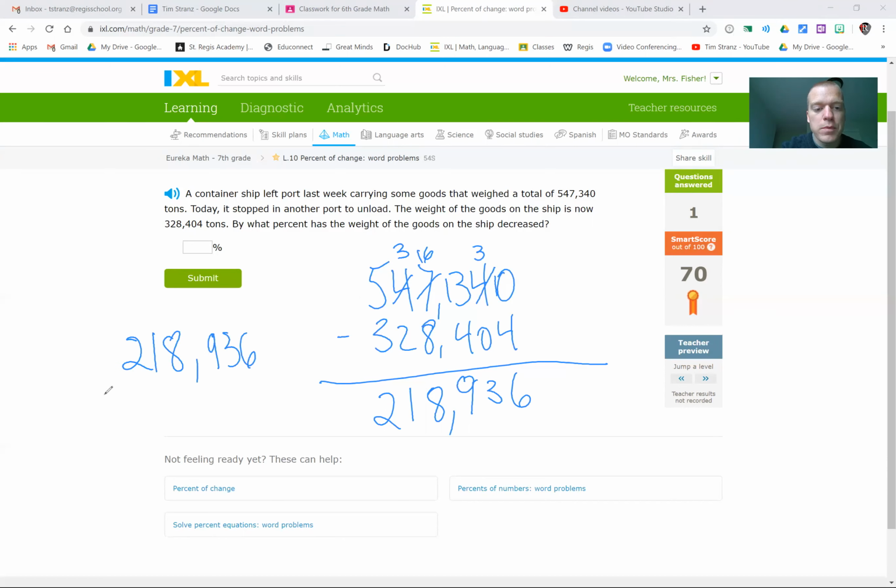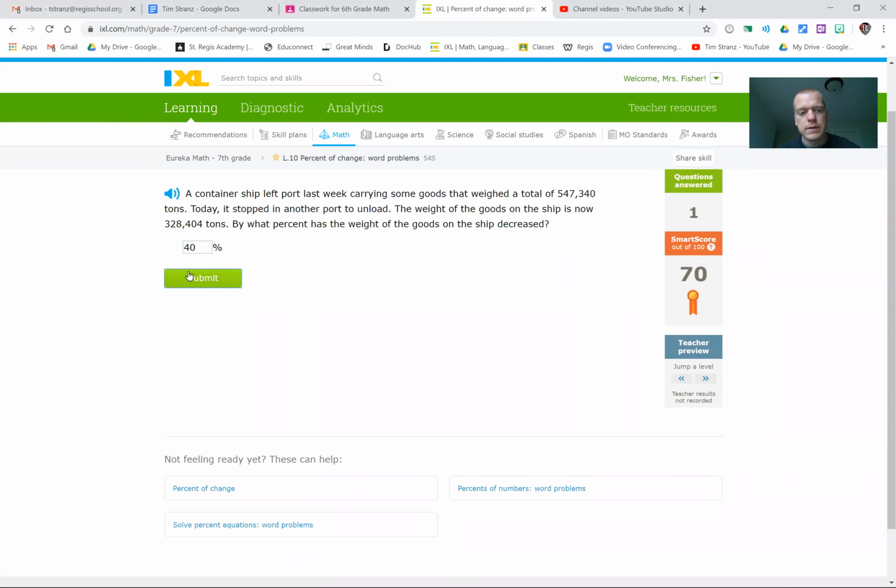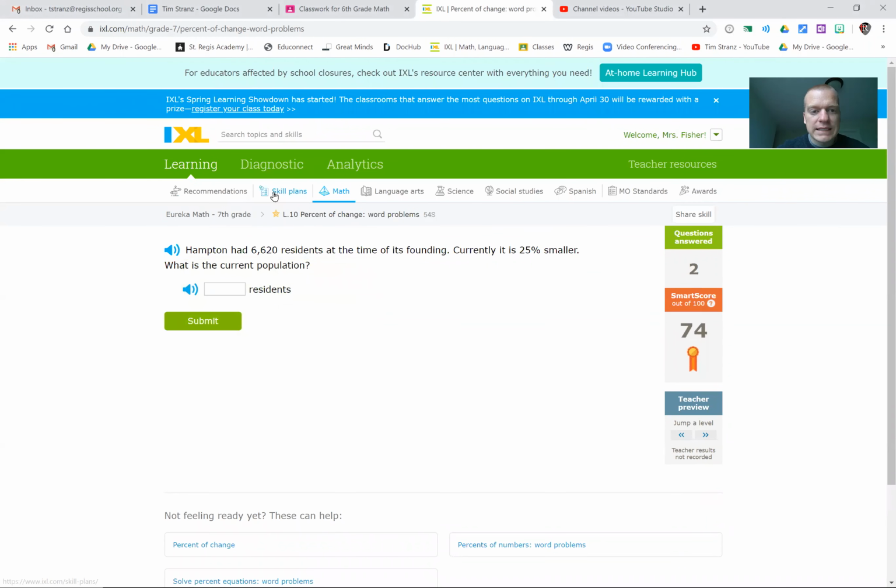What's the original amount in this problem? Use this number right here, 547,340. It's okay to use a calculator on this part. 218,936 divided by 547,340, and you get 0.4 or 40%, right? So this would be 40%. Okay, so that is how you're going to do this skill. Let me type that in, make sure I'm correct. Okay, let's look at your last skill that I want you to complete.